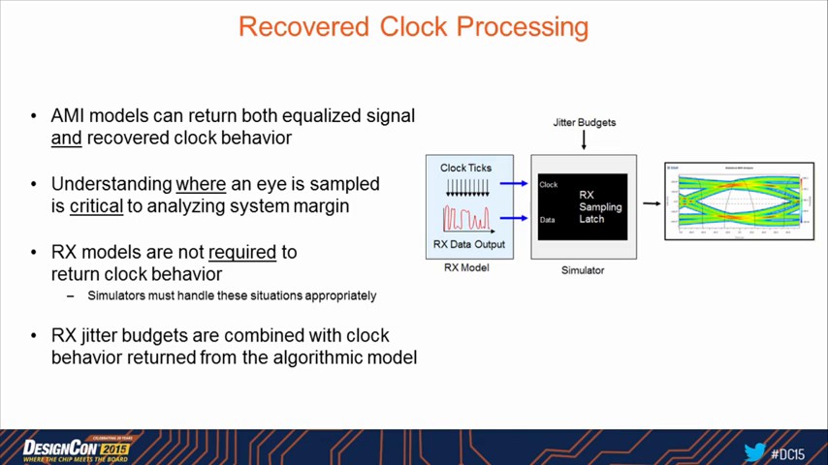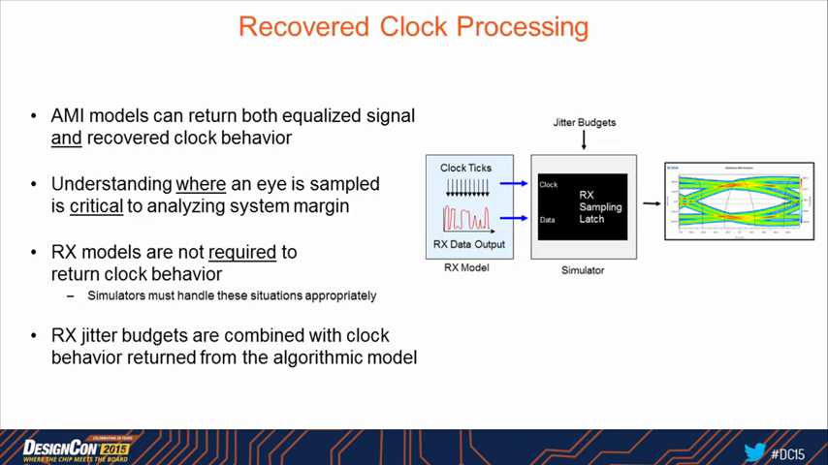All right, and then we're going to make a couple of other real quick notes. When we look at AMI models, the receiver models actually return two things. They return the equalized signal and they return recovered clock behavior. That's because just because you have an eye at the input of the data latch, if you don't know when you're firing the clock, you don't know whether you're achieving successful data or not. So you not only need to know that you have an eye at your input to your sampling latch, you need to know when the clock is firing. And AMI models actually produce both of those outputs that the simulator then processes and uses to produce eye diagrams.